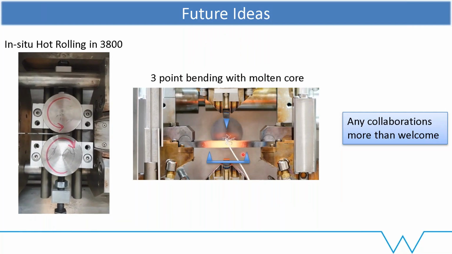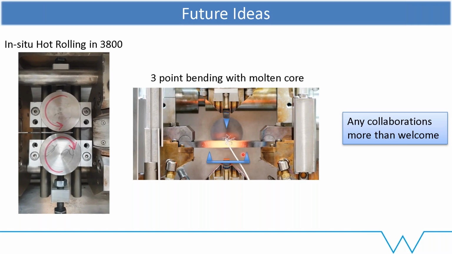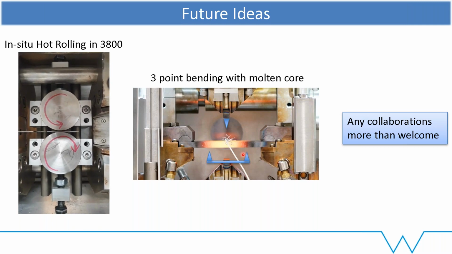The first is an in situ rolling rig inside the 3800. This is Mark 1. We are on Mark 2 now, but I didn't have a video of that, unfortunately.